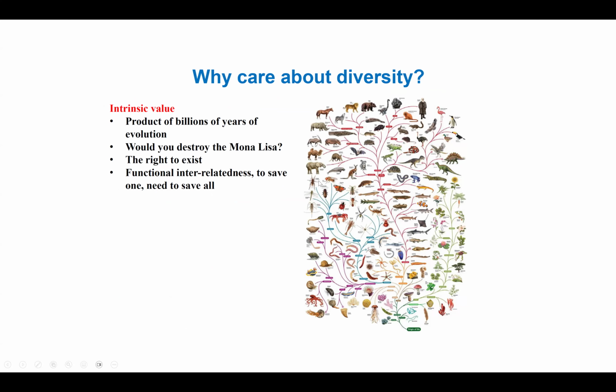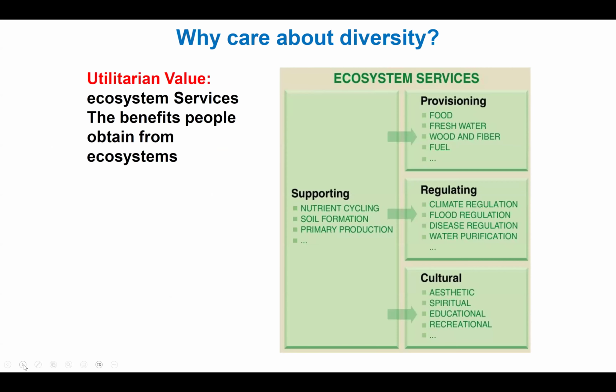This is billions of years of evolution of where we are, right? The concept is, would you destroy something like the Mona Lisa? These animals have the right to exist. They all are related to each other in some way, shape, or form, whether it's genetically related or ecologically or community related. So if you lose one, it makes a huge difference. I would think of it like a Jenga of evolution.